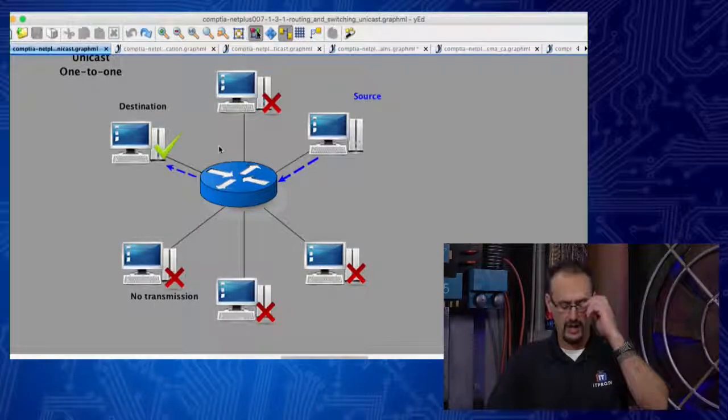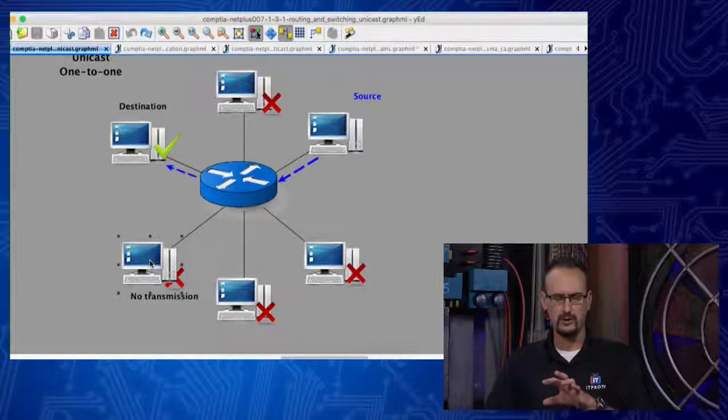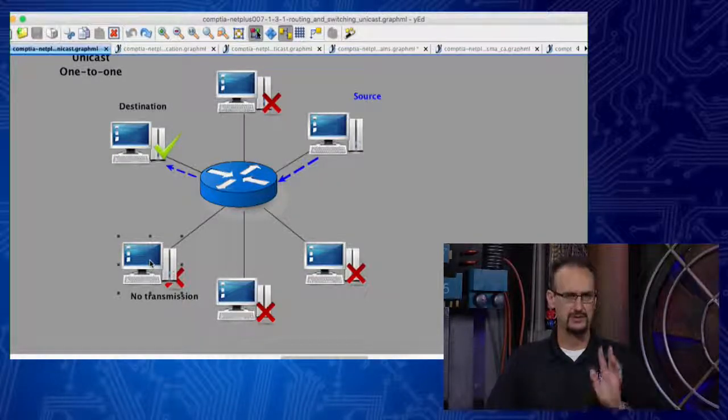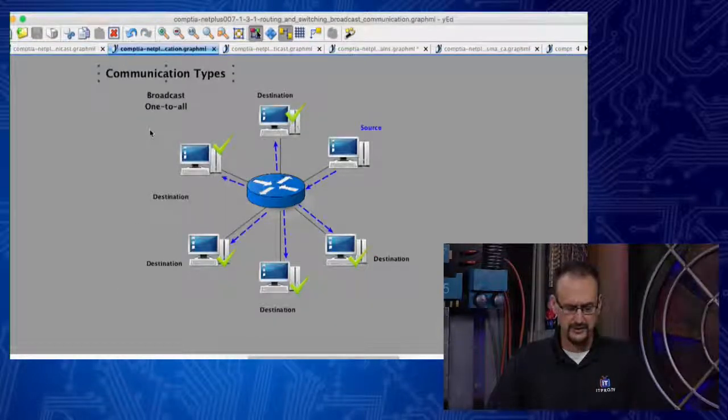Now, I do want you to understand that in a unicast, none of these other computers actually receives any signal. And that's important, not only to know that it's a one-to-one communication, but also to know that these other computers aren't going to receive that communication. Now we have another type of communication, and that's what's known as a broadcast.